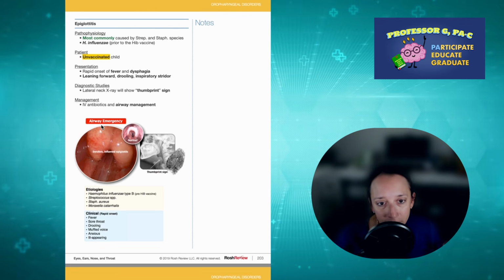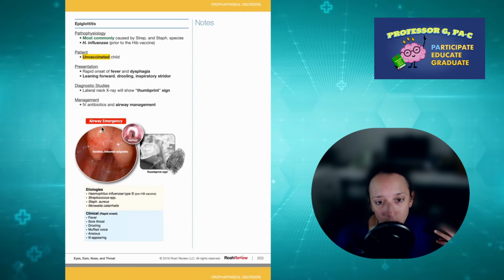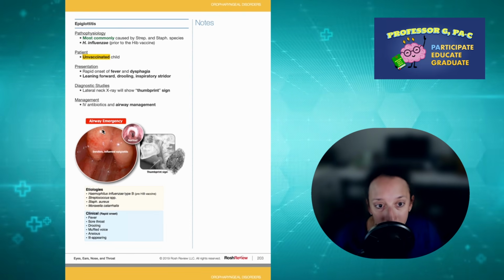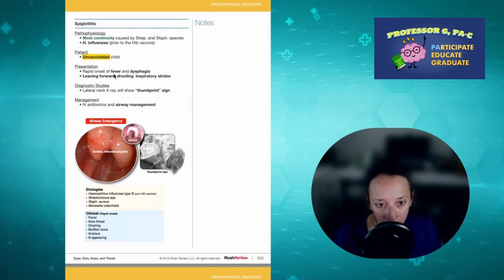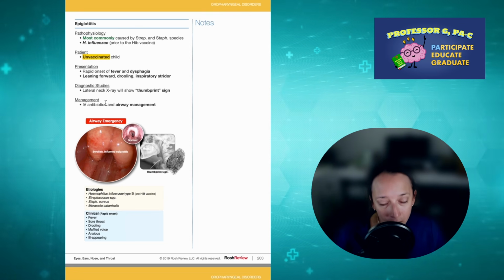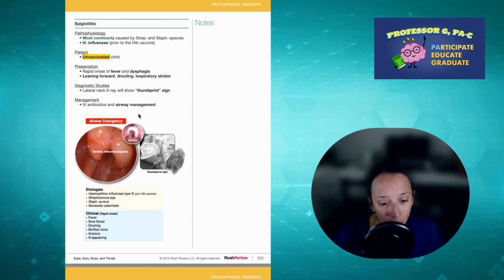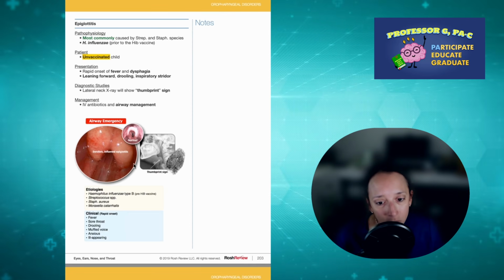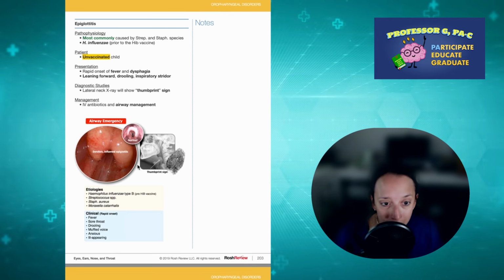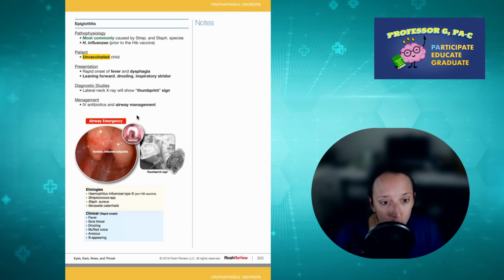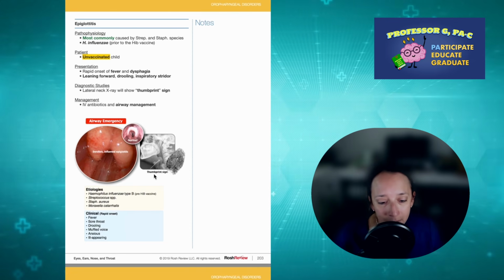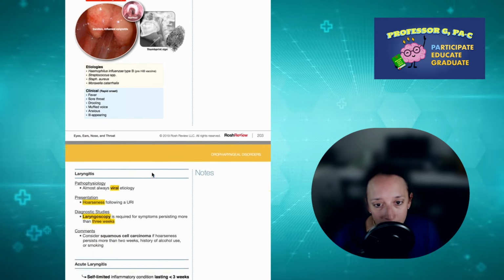They'll get rapid onset of fever, dysphagia, drooling, and stridor or dyspnea or trouble breathing. And they'll often be kind of leaning forward or tripoding. We'll get that classic lateral neck x-ray to show the thumbprint sign. However, if it's a kiddo, the most important thing is to not agitate until we can intubate. So airway management is crucial, and we want to start the IV antibiotics that cover the most likely pathogens.